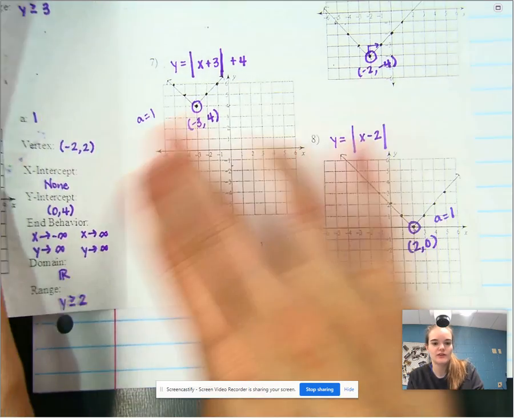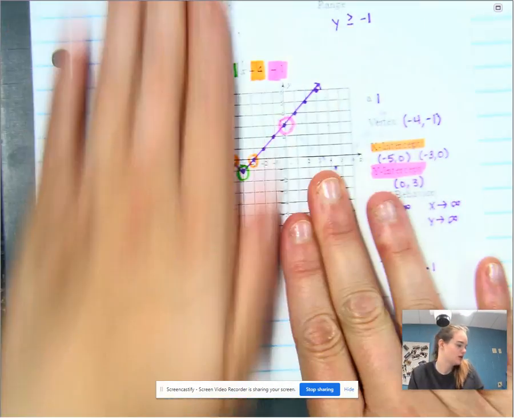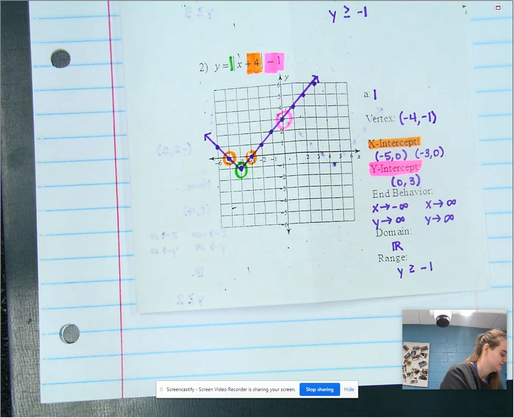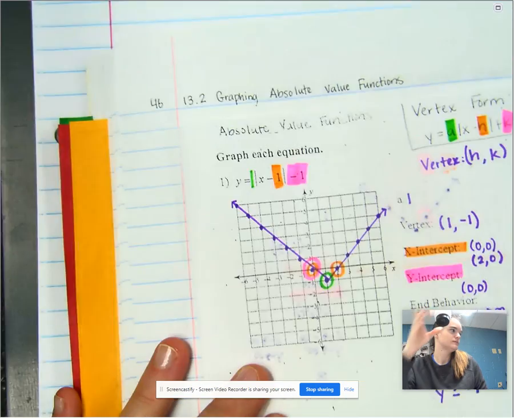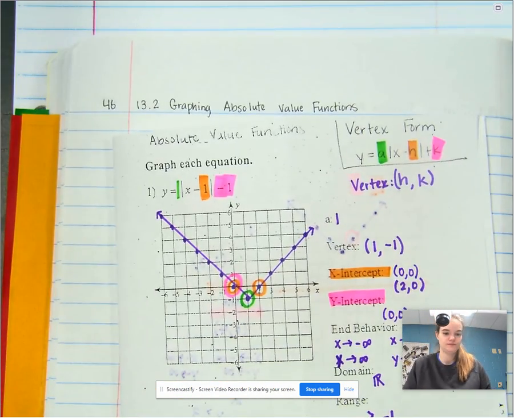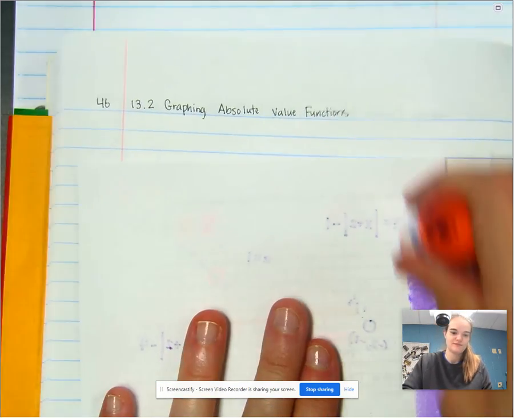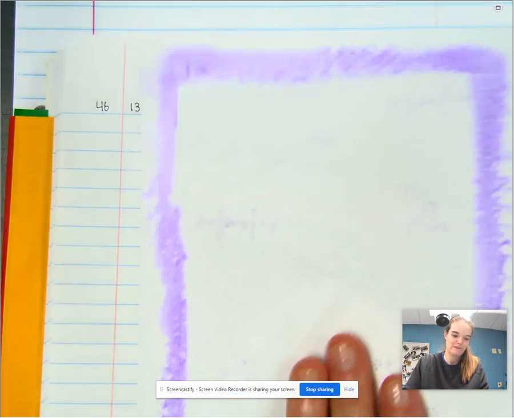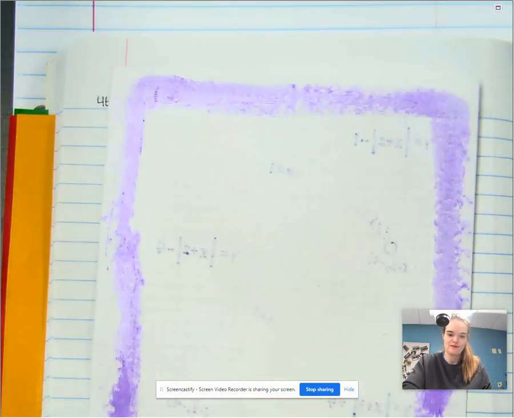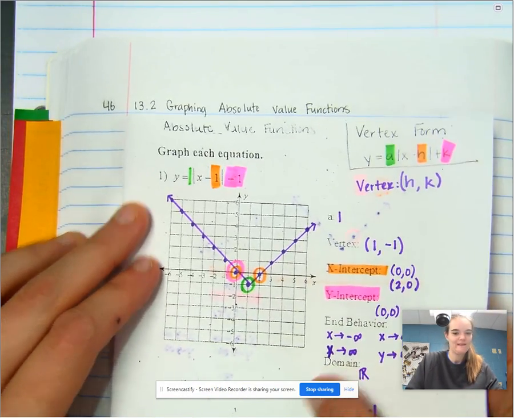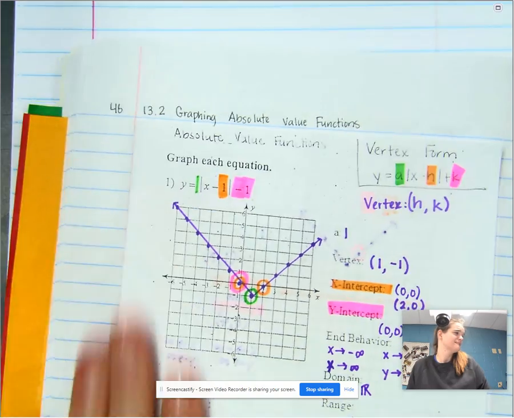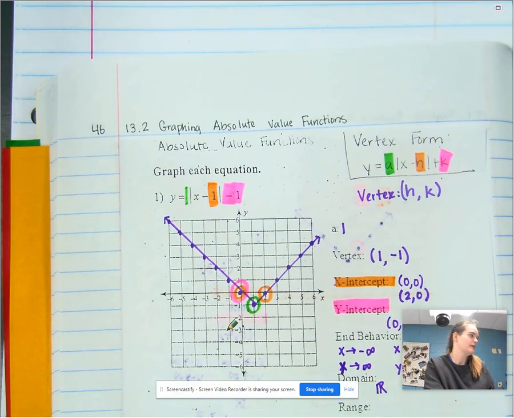All right, we're going to glue this in. Tomorrow we're going to keep talking about this. So glue this in on page 46. Okay, and we'll talk about this some more later.